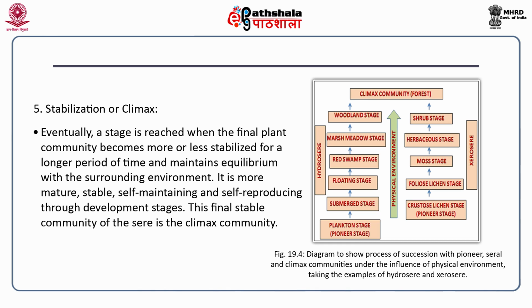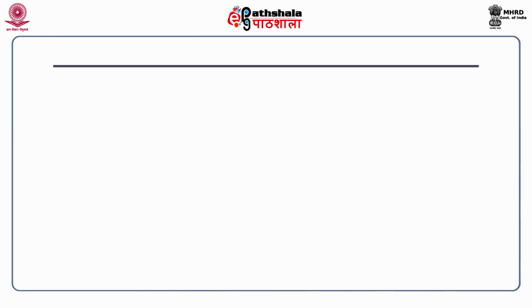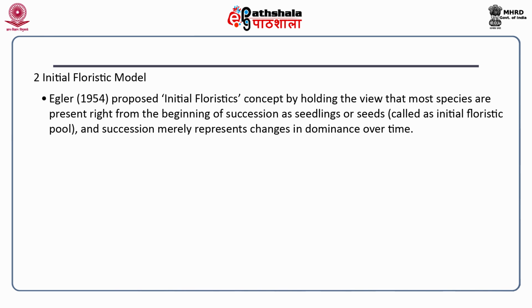So, this model containing 5 processes is called Clements model. The other model is the initial floristic model. Egler in 1954 proposed the initial floristic concept, holding the view that most species are present right from the beginning of succession as seedlings or seeds, called the initial floristic pool, and succession merely represents changes in dominance over time.